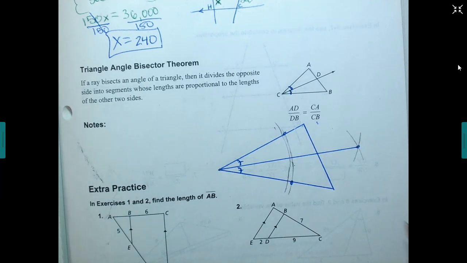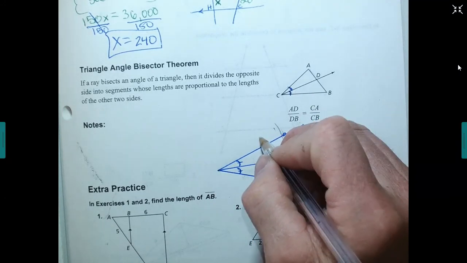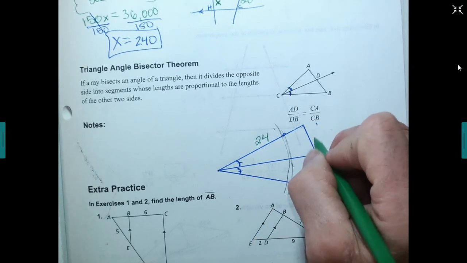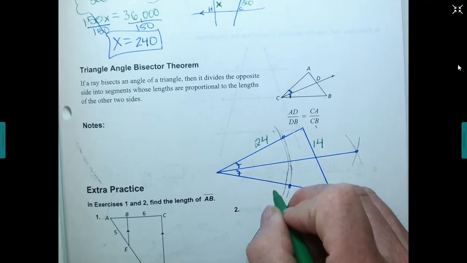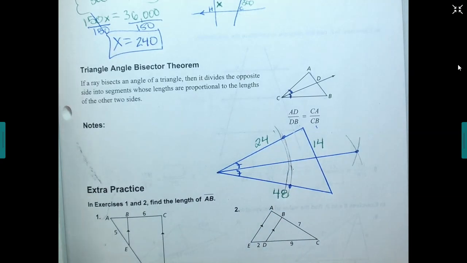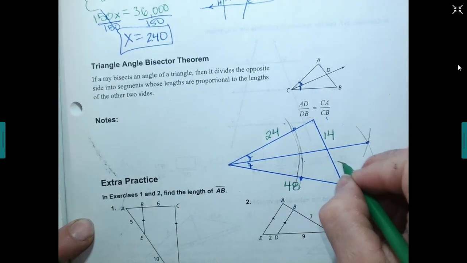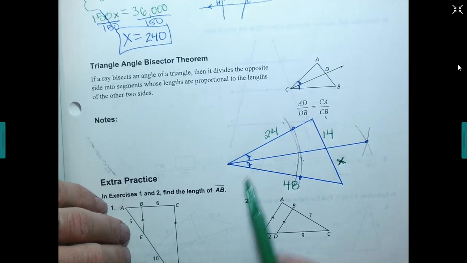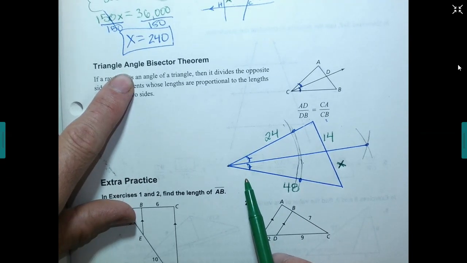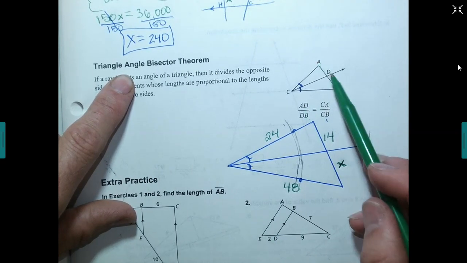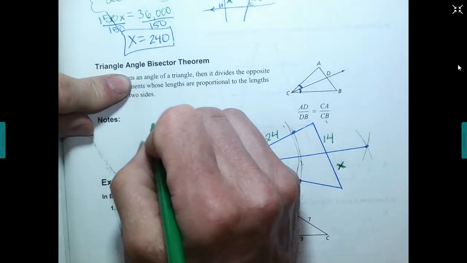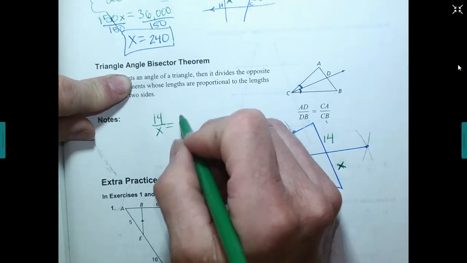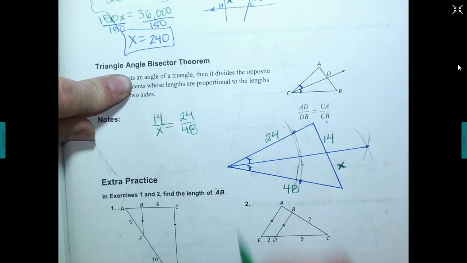And let's label this thing. Let's see, we'll say this side length is 24. We'll say this side length is 14. This one's unknown, and this one is 48. So how are we going to find out what X is with only these numbers? Well, we know this is a bisector, so we can use our triangle angle bisector theorem. And we know that AD over DB, so 14 over X, equals CA over CB, 24 over 48.